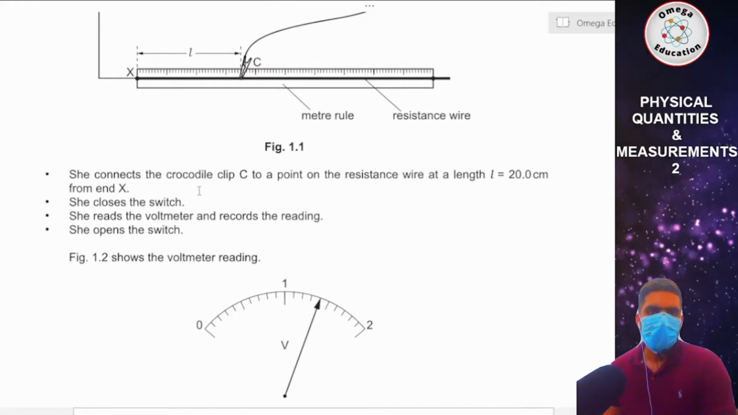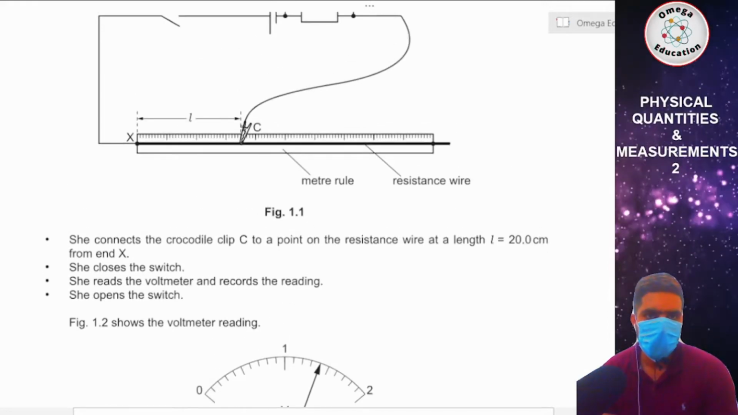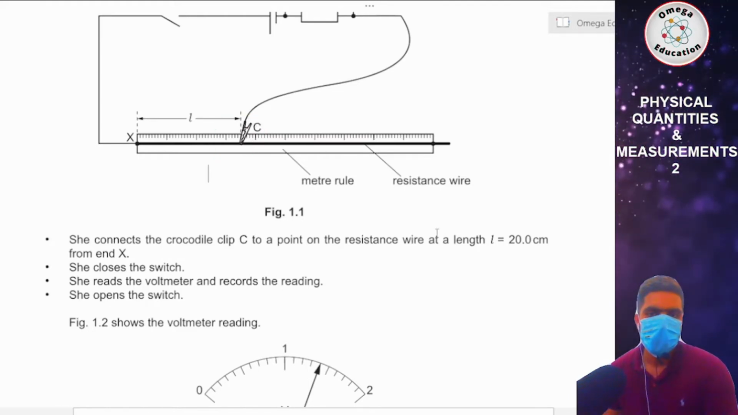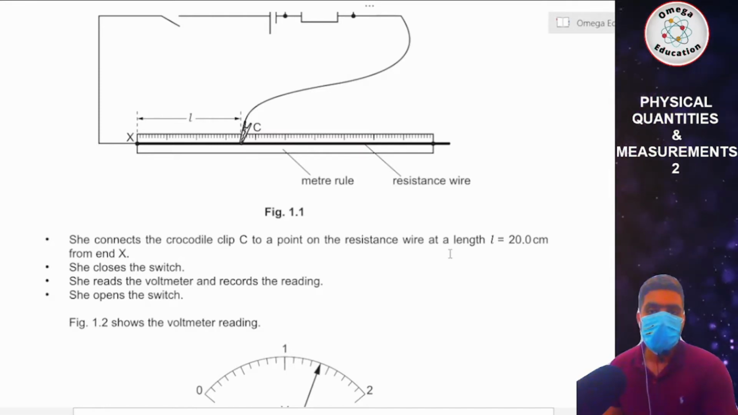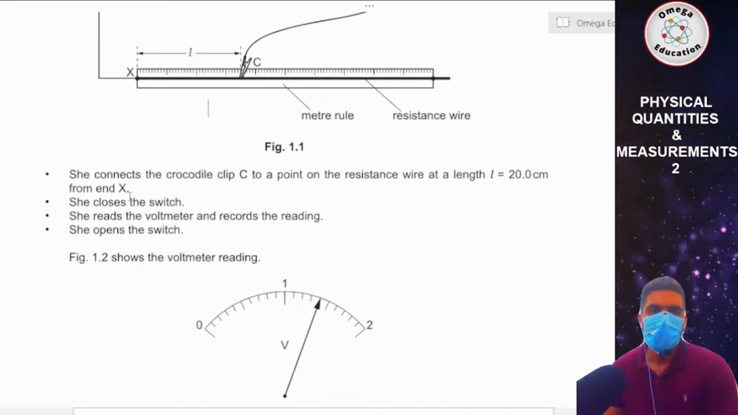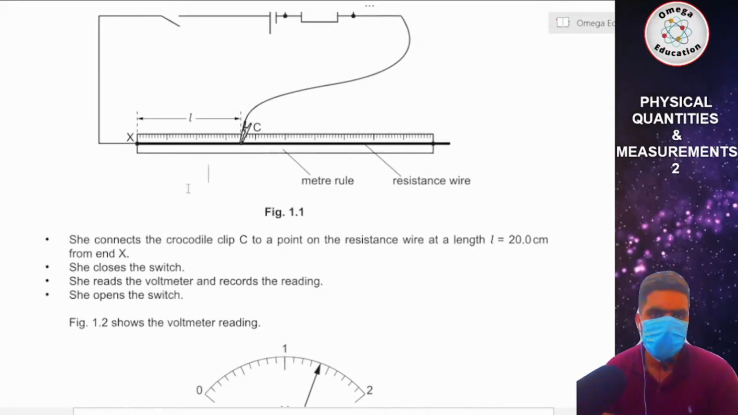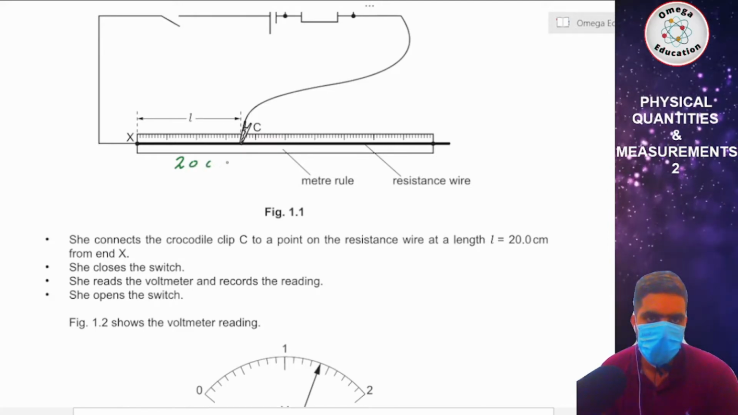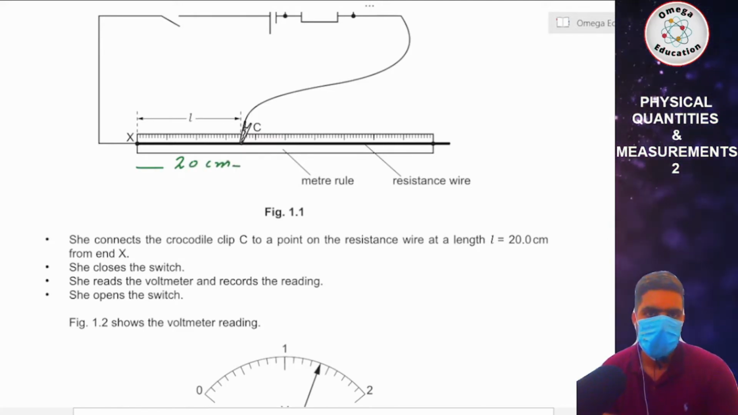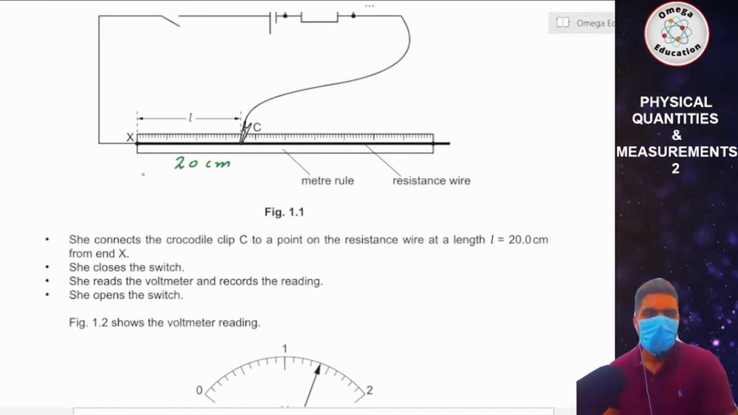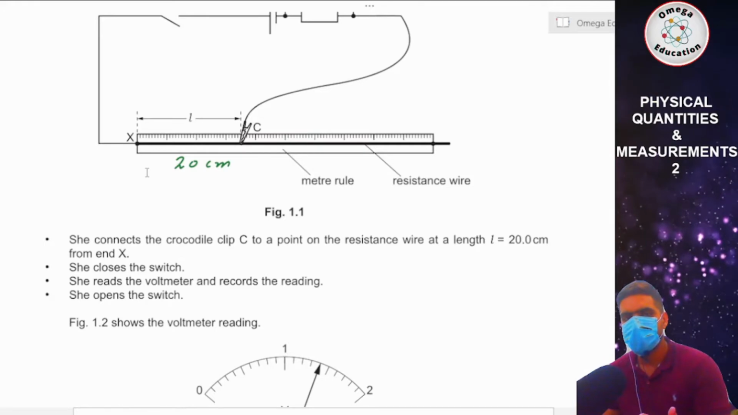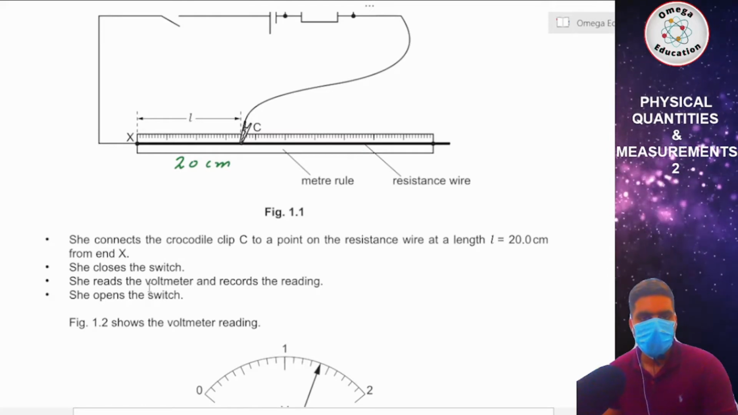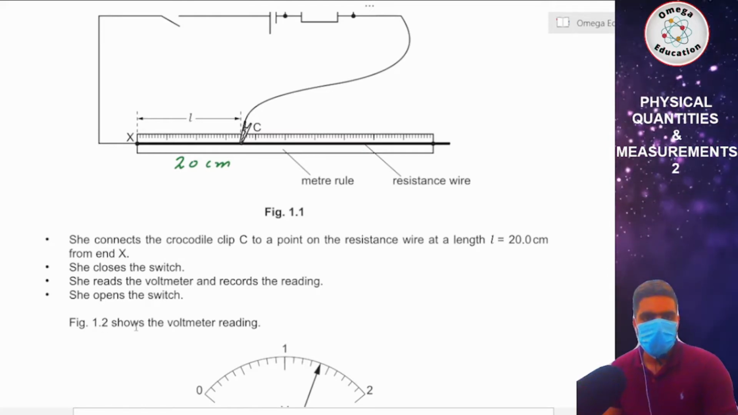She connects the crocodile clip, this thing, to a point on the resistance wire at length 20 centimeter from end X. So what they're saying is this length l equals 20 centimeter, from here till the point C. He closes the switch, means the circuit is turned on. She reads the voltmeter and records the reading. She opens the switch. Figure 1.2 shows the voltmeter reading.